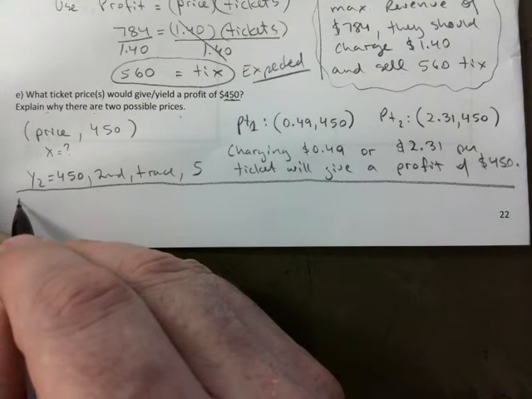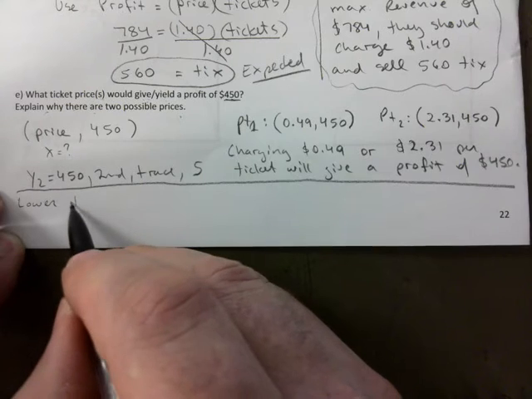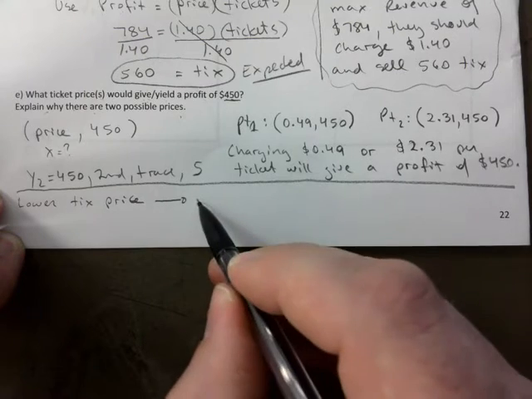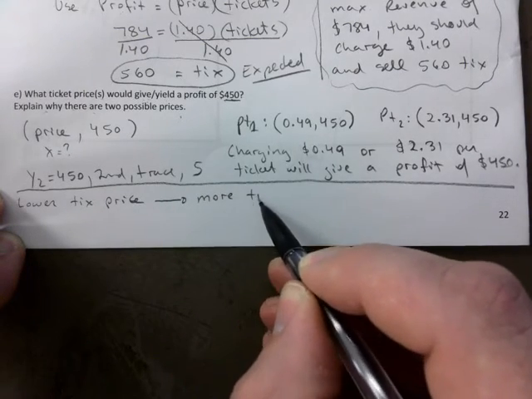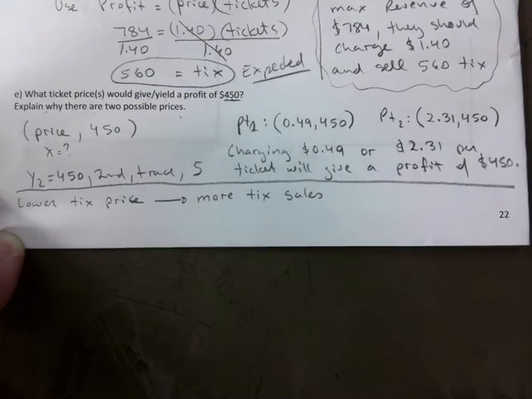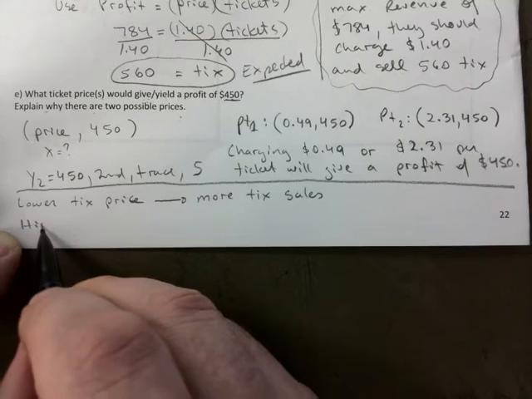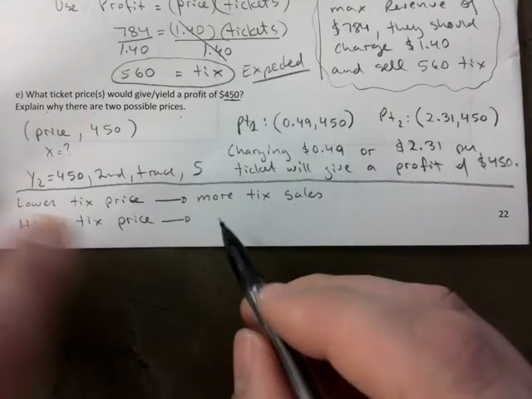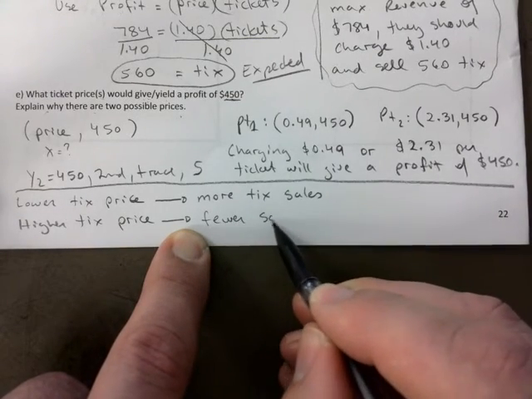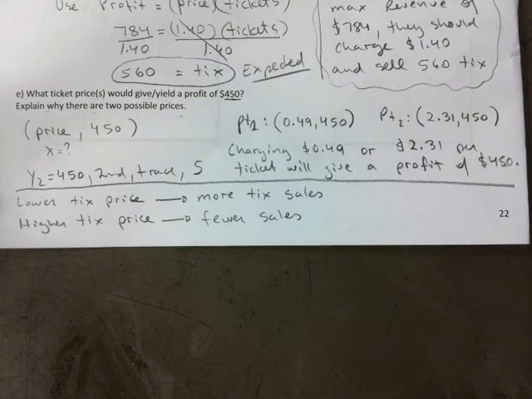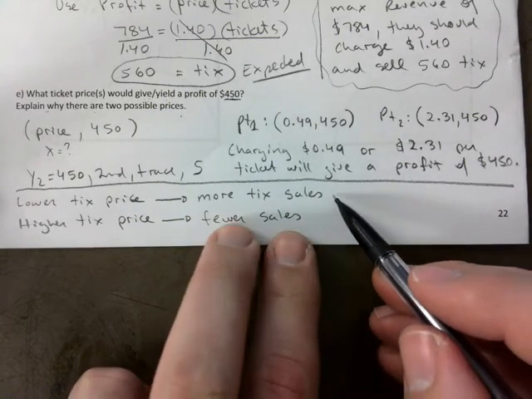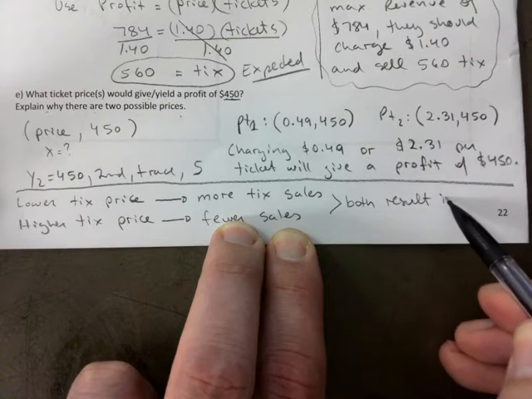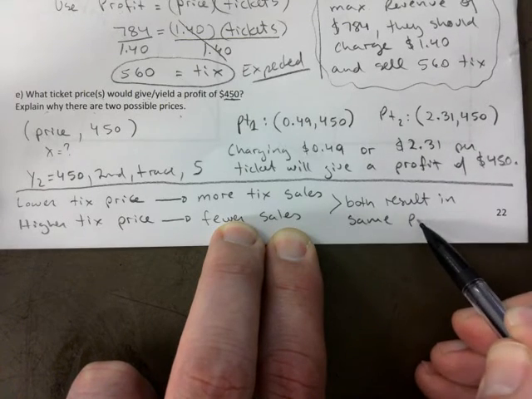Okay, lower ticket price, right? What will that be? More sales, more ticket sales. Higher ticket price, fewer sales. Both result in the same profit.